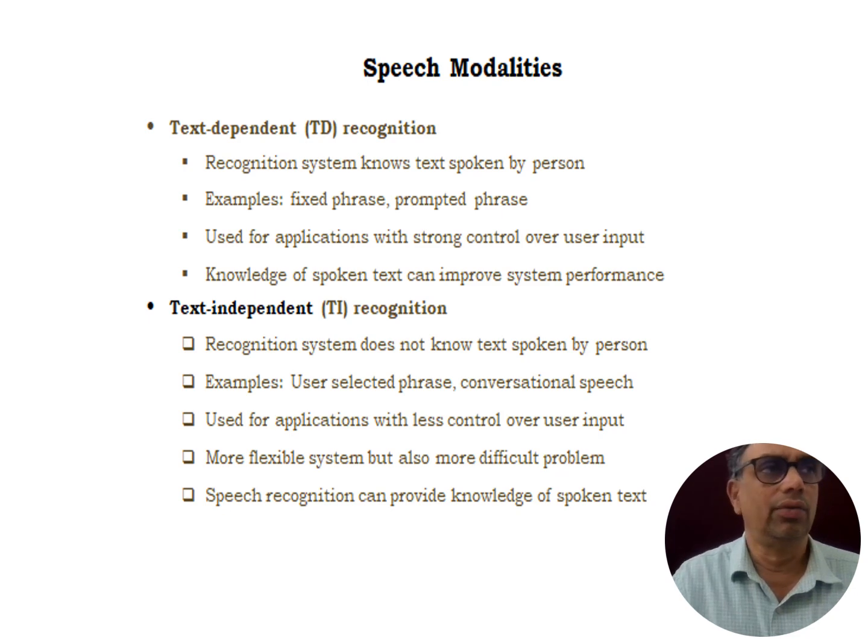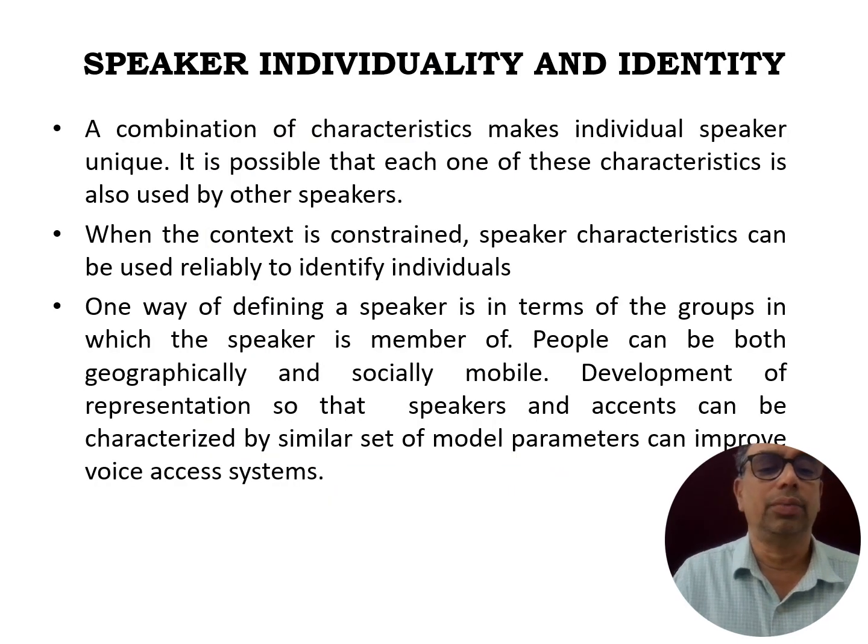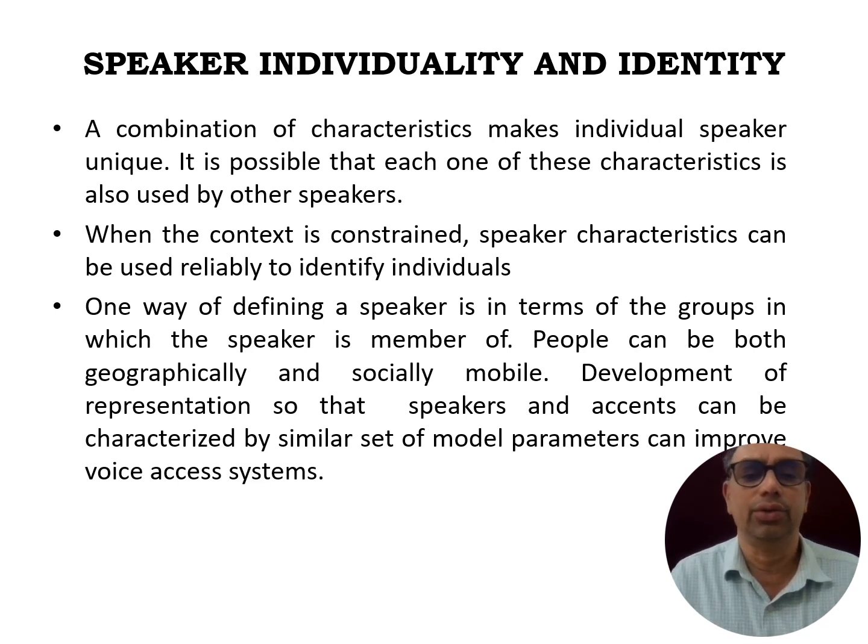So for knowing what is the exact text spoken, you have to use a speech recognition system. Then speaker individuality and identity: how different speakers are different. A combination of characteristics makes an individual speaker unique. It is possible that each one of these characteristics is also used by other speakers. When the context is constrained, that means a predefined setting, speaker characteristics can be used reliably to identify individuals.